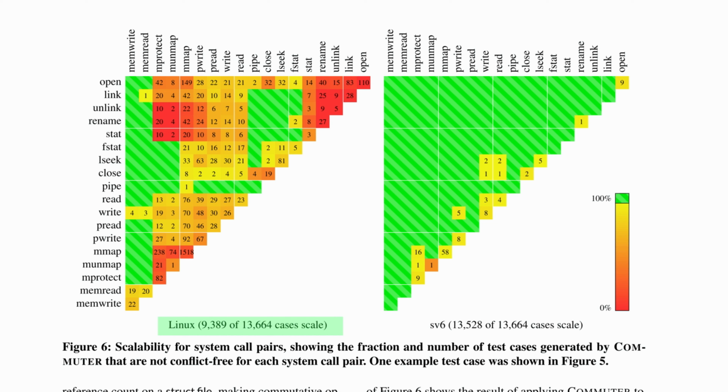With this in mind, the authors developed a new operating system kernel called sv6, which has the same semantics for these system calls, but is able to commute and scale in almost all of these cases.